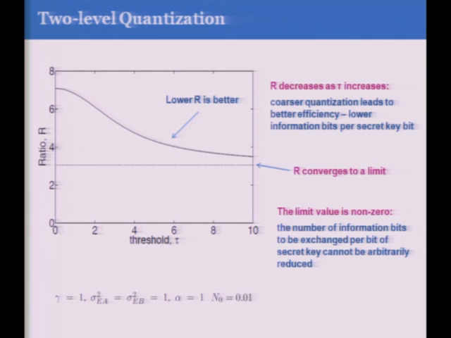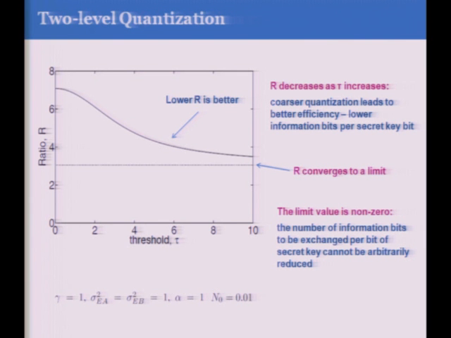Now, let's see what happens if we keep changing tau. This is a plot of that ratio R, which you could evaluate numerically from the previous slide. It's an analytical expression, and for a given tau, you can compute the exact number R. The x-axis is tau as I keep increasing it. And as we saw, lower R is always better, because lower R means that you exchange fewer messages for every key bit that you get out of it.